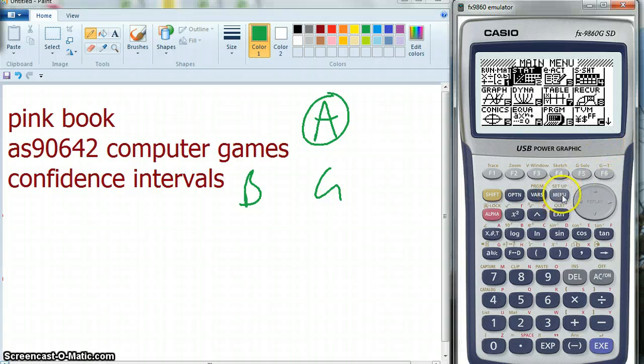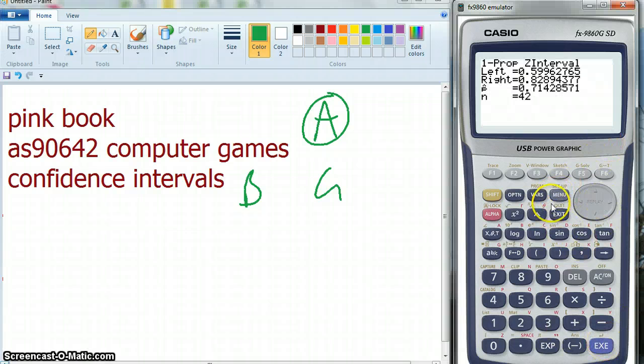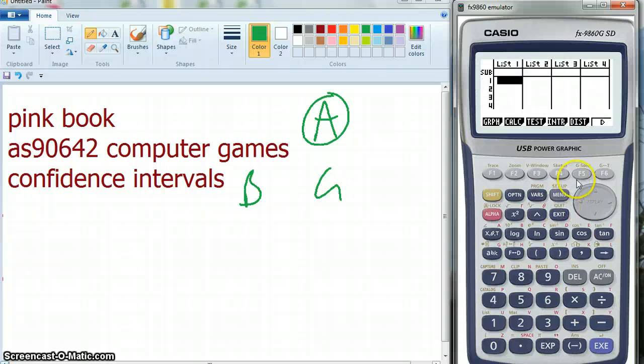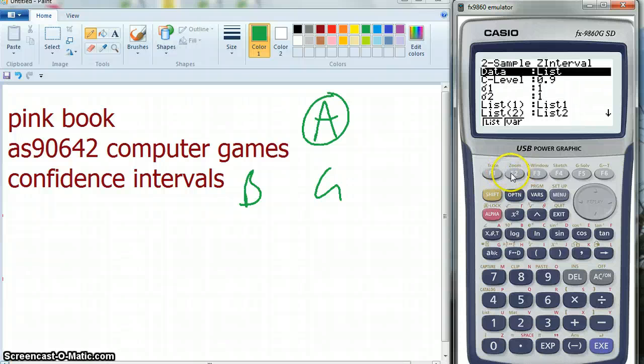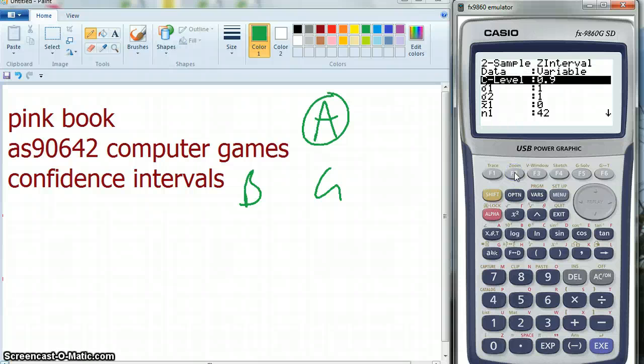So if we go back to our menu, back to stats, hang on, exit. We're going to intervals, we're going to Z, and we're going to go 2 samples, and we're going to make sure that it's variables. It's asking for a confidence interval of 0.95, so we enter 0.95. What's that funny symbol mean? Standard deviation of the boys. So what's the standard deviation of the boys? 1.7. And what's the standard deviation of the girls?